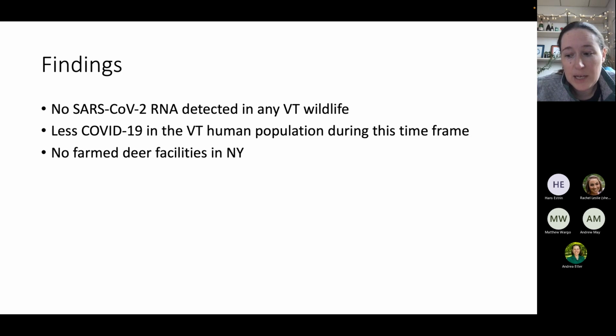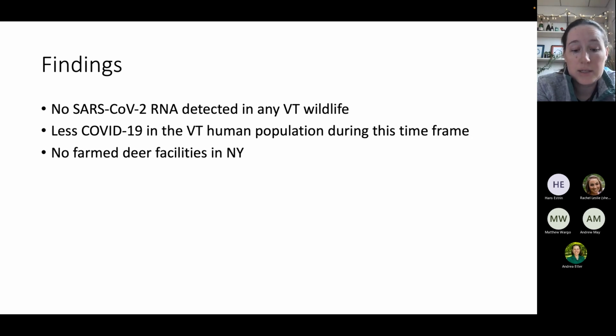So I think if you were to ask me to predict, I would say that we would probably start to detect this in Vermont in the next year or two, but it's not currently circulating at high levels in deer, at least as of November of this year. And that's quite possibly a reflection of the fact that there was less COVID-19 in the Vermont human population during this time frame, as well as the fact that there are no farm deer facilities in Vermont. There are farm deer facilities in New York.